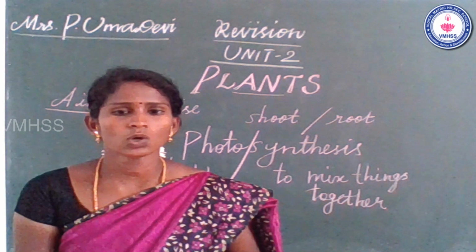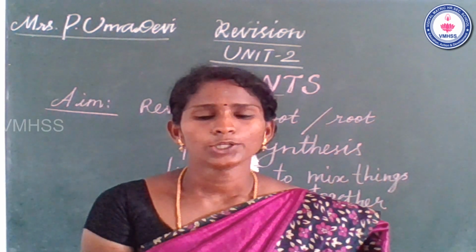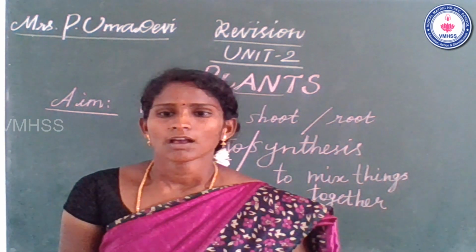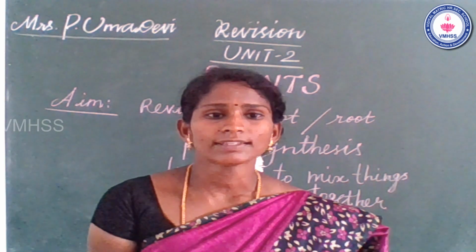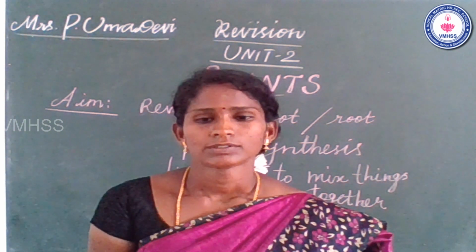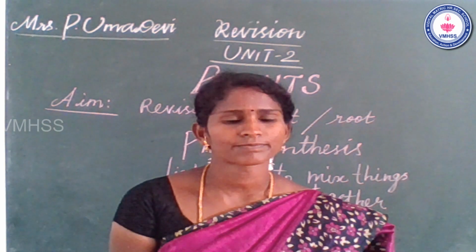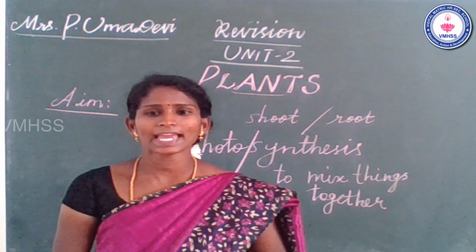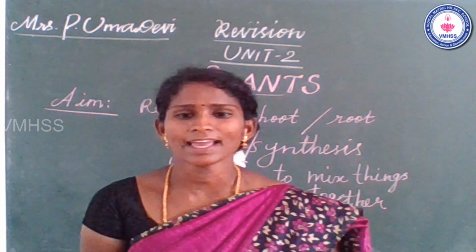Okay. So, question number C. During photosynthesis, dash gas is released in the air. Which gas is released? Yes, oxygen gas is released in the air.